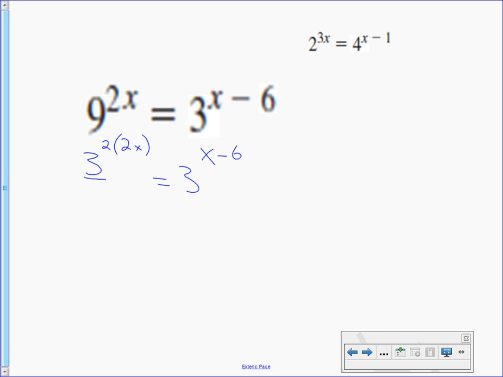Now, once again, our bases are the same, which means our exponents have to equal each other. It doesn't work going the other way. Work your way down. After you get the equal bases, you just ignore the bases and go straight to the exponent.